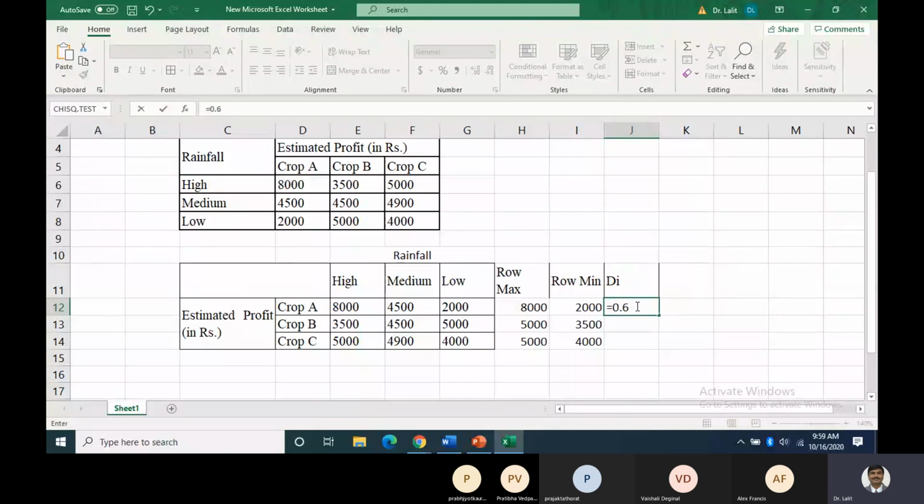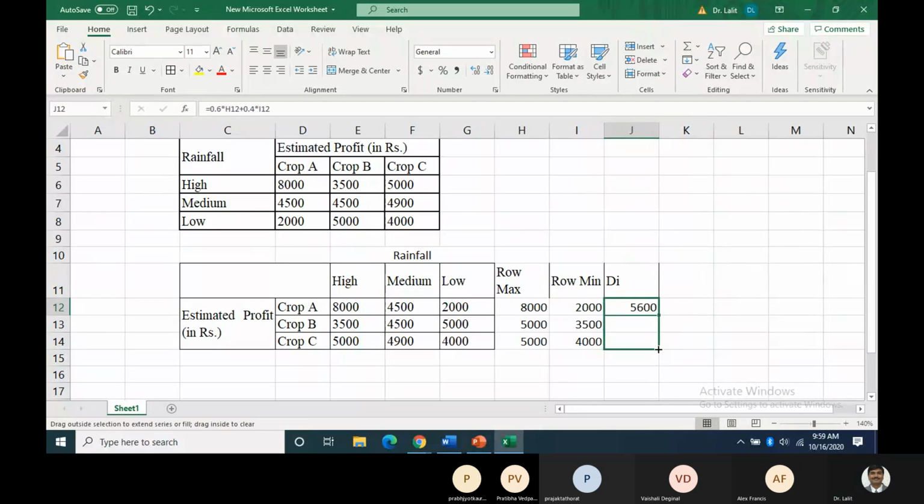0.6 multiplied by 8,000 plus 1 minus alpha. Alpha value is 0.6, so 1 minus alpha must be 0.4 into row minimum. So DI value for crop A is 5,600 and that for crop B and crop C are 4,400 and 4,600 respectively. Okay. तो डिसीजन क्या लेना है यहाँ पे?